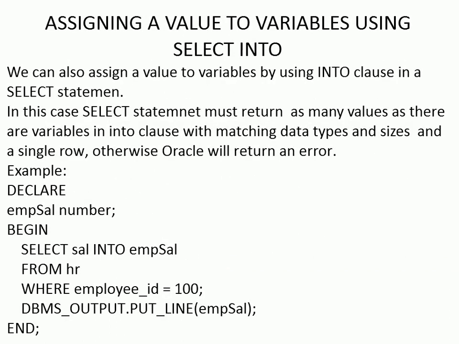In PL/SQL code, we can assign a value to a variable by using the select into statement. You can assign values to one or multiple variables, but you need to be careful about the order of columns in the select list and variables in the into clause. The select statement must return as many values as there are variables in the into clause, and their data types and sizes should also match.